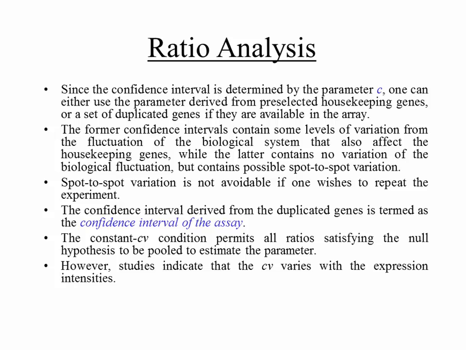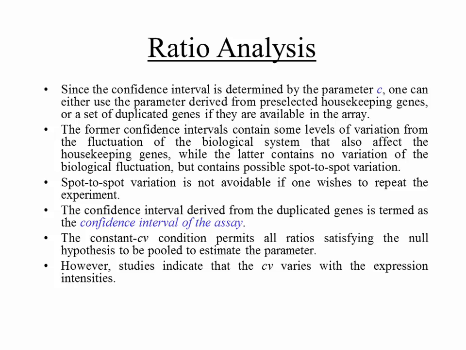So the confidence intervals that you get from these housekeeping genes contain some variation from the fluctuation of the biological system that also affects the housekeeping genes, because you're making the assumption that housekeeping genes are not going to change between the two samples, right? But maybe there are some small changes, okay? So that's going to cause some errors.